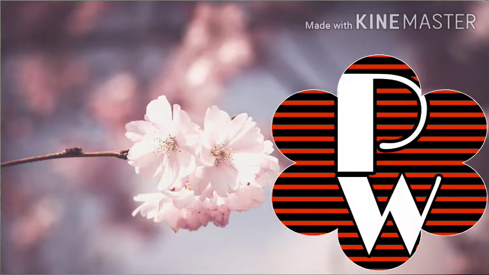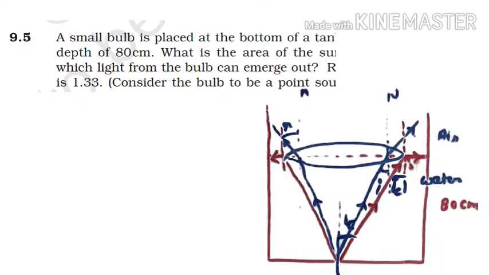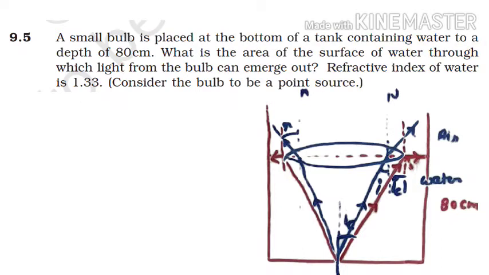Students, today we solve the NCERT class 12 chapter 9 question 9.5. A small bulb is placed at the bottom of a tank containing water to a depth of 80 centimeter.